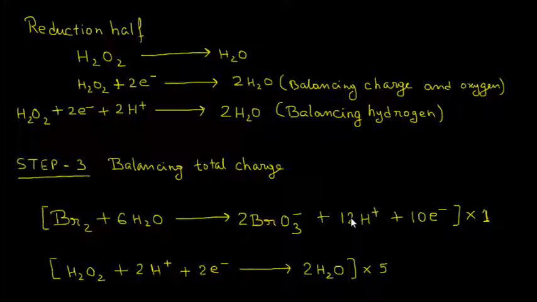Now balancing the total charge, that is Br2 plus 6H2O gives 2 BrO3 minus plus 12 hydrogen plus 10 electrons, and H2O2 plus 2H plus 2 electrons gives 2H2O multiplied by 5. So here also cross multiplication. The first one is multiplied by 1 and the second one is multiplied by 5 for balancing the charge. What we are doing? We are balancing the charge.